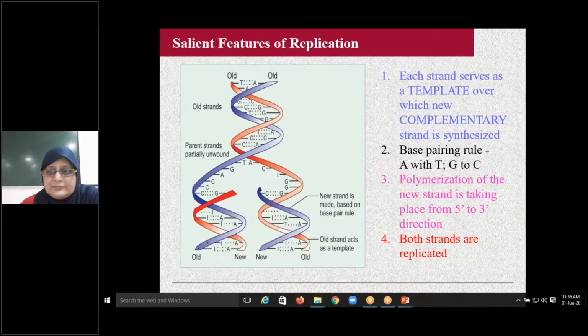Now, what are the salient features of replication? Here you can see that each strand will serve as a template over which a new complementary strand is synthesized. This is the parental strands, and these are the complementary strands that are being synthesized. So the base pairing rule, adenine with thymine and G to C, will be maintained. Then polymerization of the new strand will take place in the 5' to 3' direction, and both the strands will be replicated.